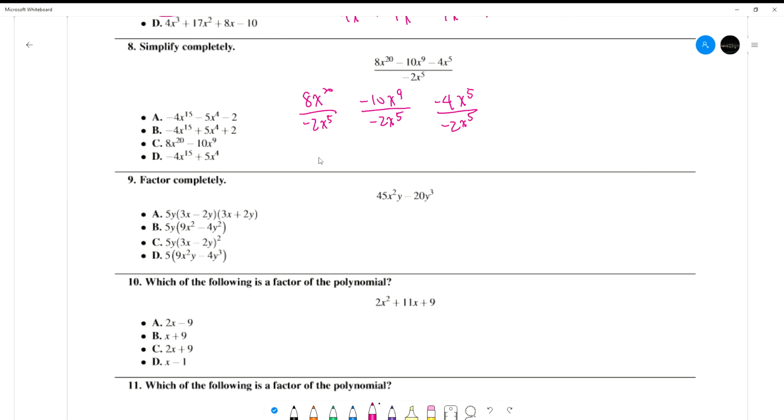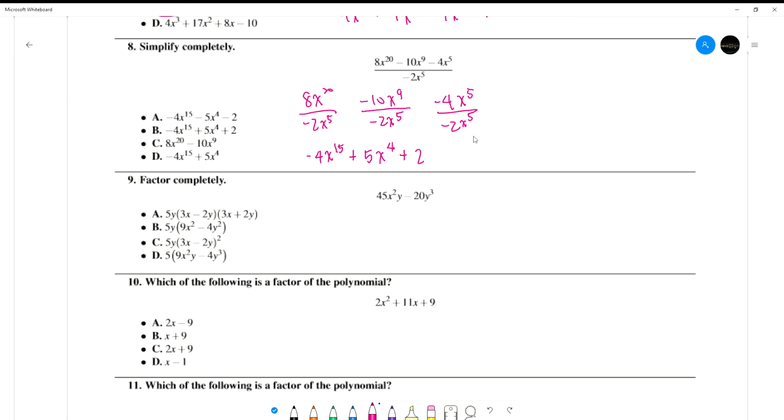So negative 8 over 2 is negative 4. X to the 20 over x to the 5th is x to the 20 minus 5 is 15. So that takes care of the first term. Negative 10 over negative 2 is positive, so plus 5. X to the 9 over x to the 5 is x to the 9 minus 5 is 4. Then the last term. Negative 4 over negative 2 is positive 2, so plus 2.